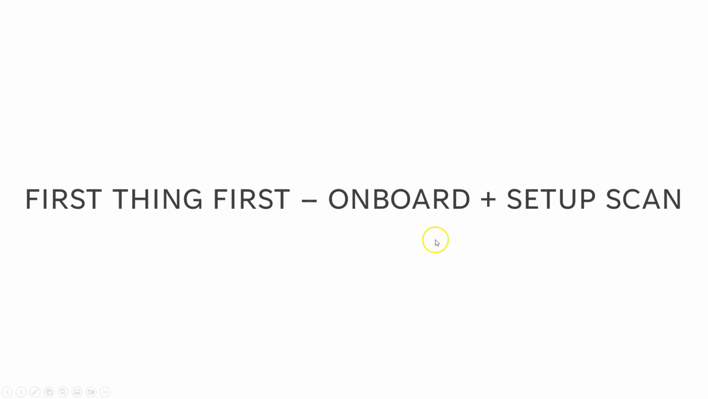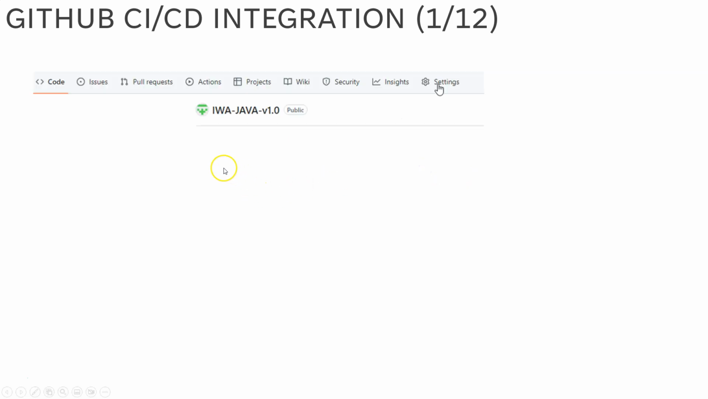First things first, we need to onboard an app and set up the scan. This is the first step, and then we will switch to GitHub and do these procedures. I will explain 12 slides with screenshots of the procedures, and then we will do the hands-on together, as I said. Basically, you need to have an active project on GitHub.